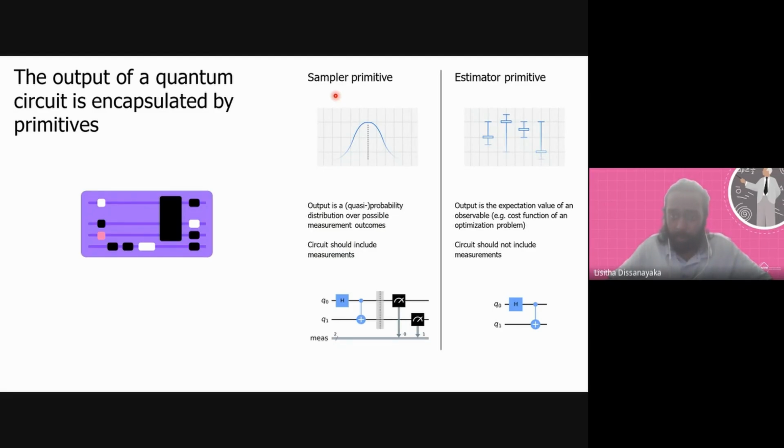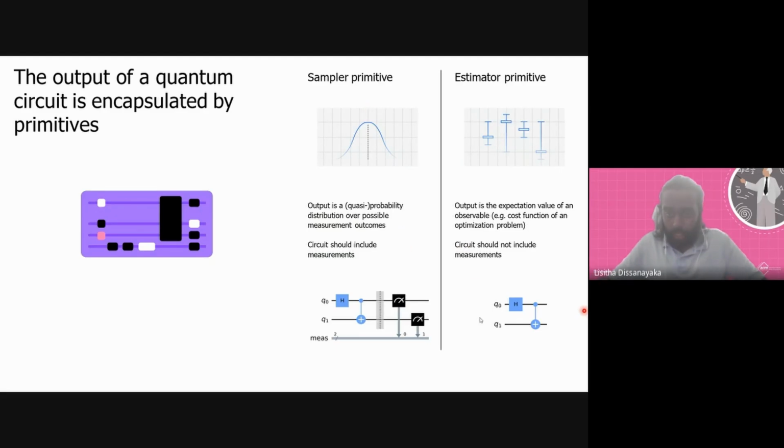If we talk about the sampler primitive, the sampler gives us a probability distribution over possible measurement outcomes. In other words, this tells us that if we run this circuit many times and measure it, what is the probability of getting each possible result. In this graph, you can see it visualized as a probability distribution, showing how likely each measurement outcome is.